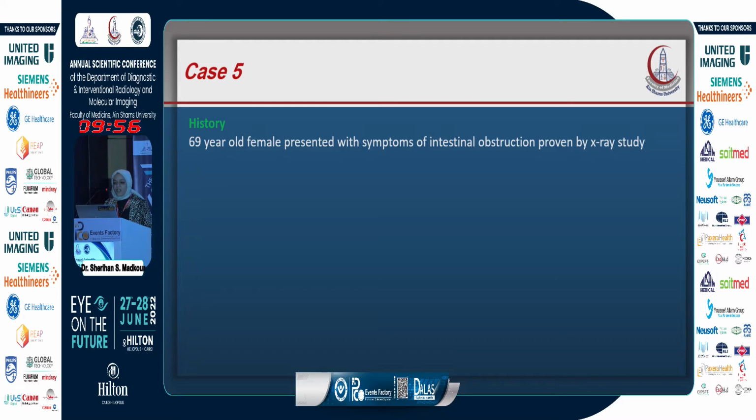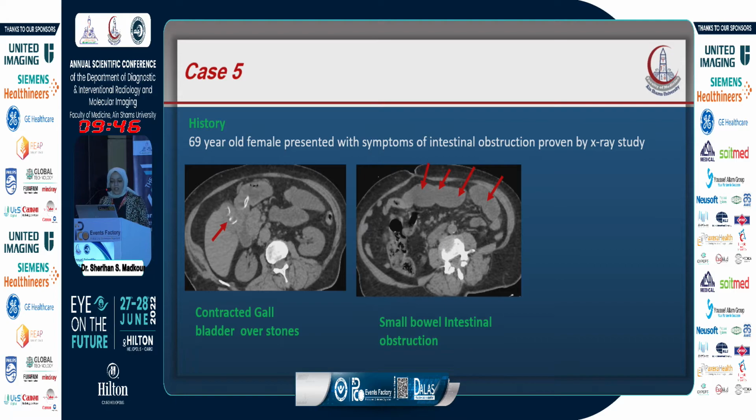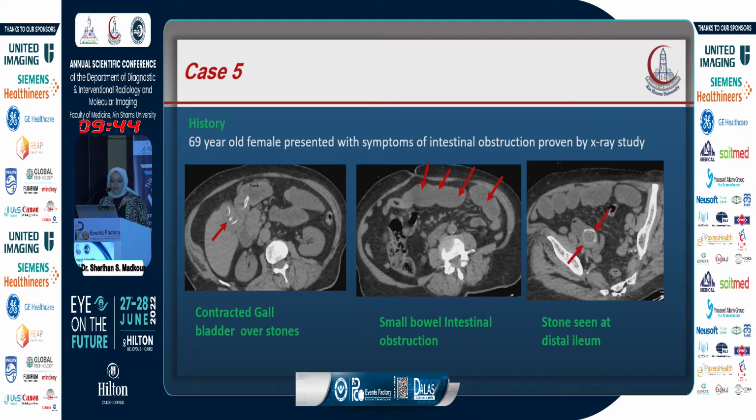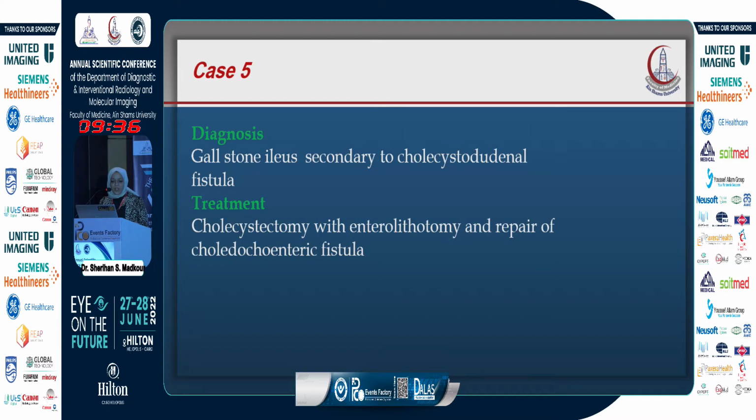Case 5, a 69-year-old female presented with symptoms of intestinal obstruction proven by X-ray study. CT reveals a gallbladder contracted over stones, small bowel intestinal obstruction down to a stone seen at the distal ileum. Diagnosis: gallstone ileus secondary to cholecystoduodenal fistula. Treatment: cholecystectomy with enterolithotomy and repair of the cholecystoenteric fistula.